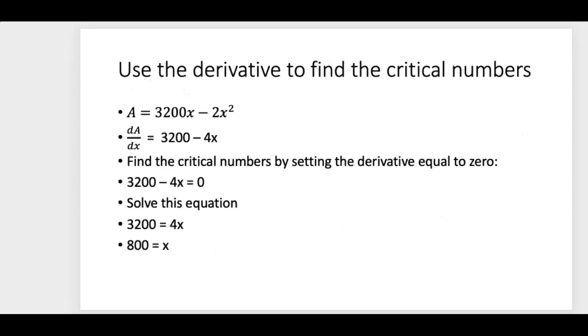Now we will employ our calculus techniques. So we'll find the derivative of A. The derivative of A equals 3,200 minus 4x. To find the critical numbers, we set the derivative equal to 0. Solving that equation gives the answer x equals 800.